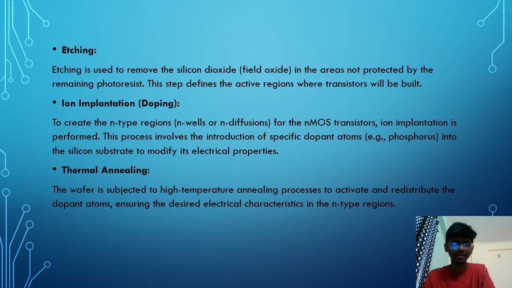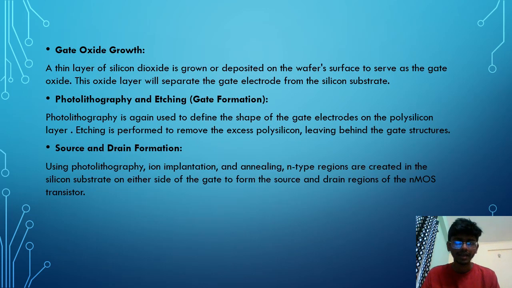Etching, ion implantation, and thermal annealing are the next steps of the fabrication of NMOS transistors. Gate oxide growth, lithography, and etching, which is nothing but gate formation, and source and drain formation are the following steps for fabrication of N-type metal oxide semiconductor transistors.